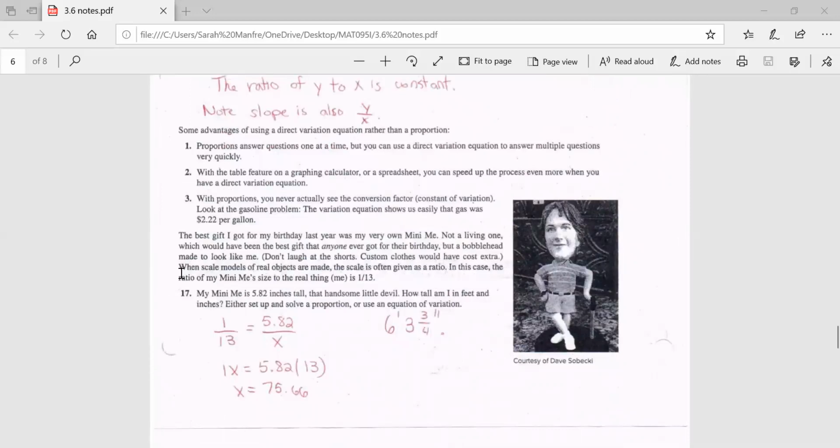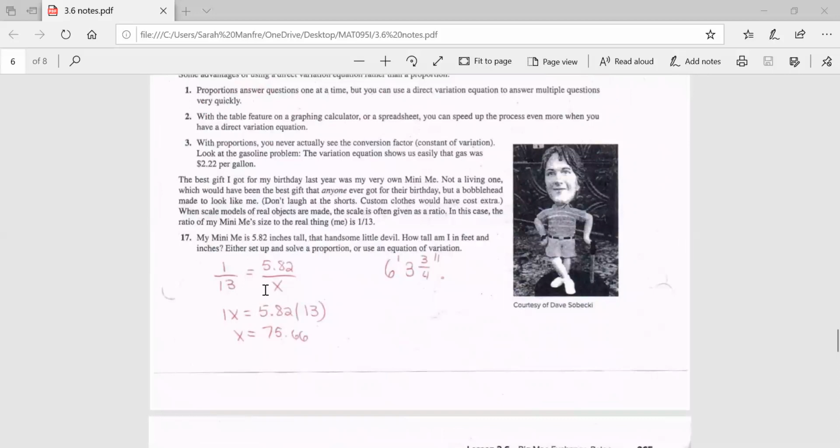All right. So my mini-me is 5.82 inches tall. That handsome little devil. How tall am I in feet and inches? Well, the paragraph above tells us that the ratio of mini-me size to the real thing is 1:13. So we know our ratio 1:13, and the mini-me is 5.82, and I want to know how much is the real thing, so here's my proportion. 1/13 is equal to 5.82 over x. Solve it, we're going to cross multiply. 1 times x is 1x, 13 times 5.82, and you get 75.66 inches, which is 6 foot 3 3/4 inches.